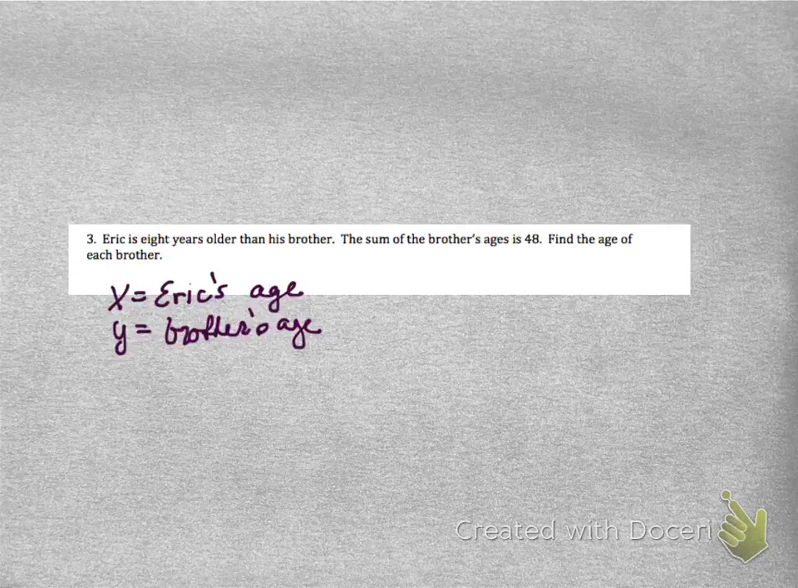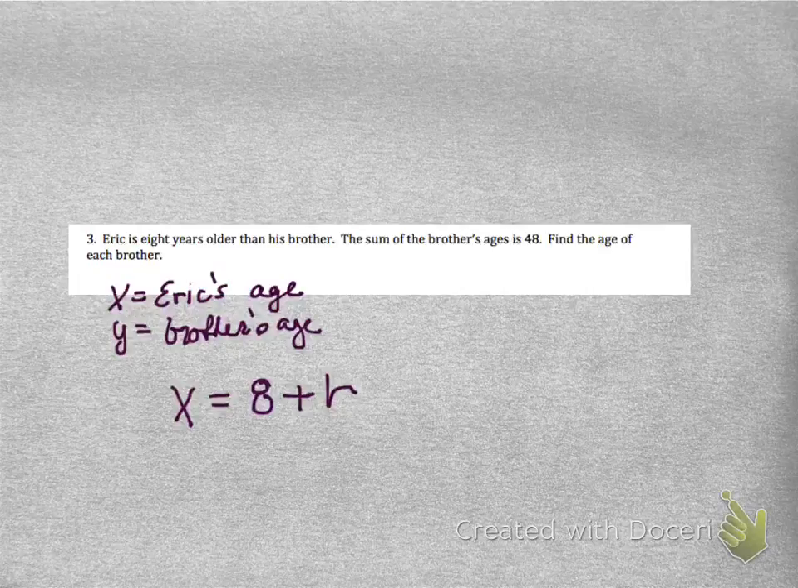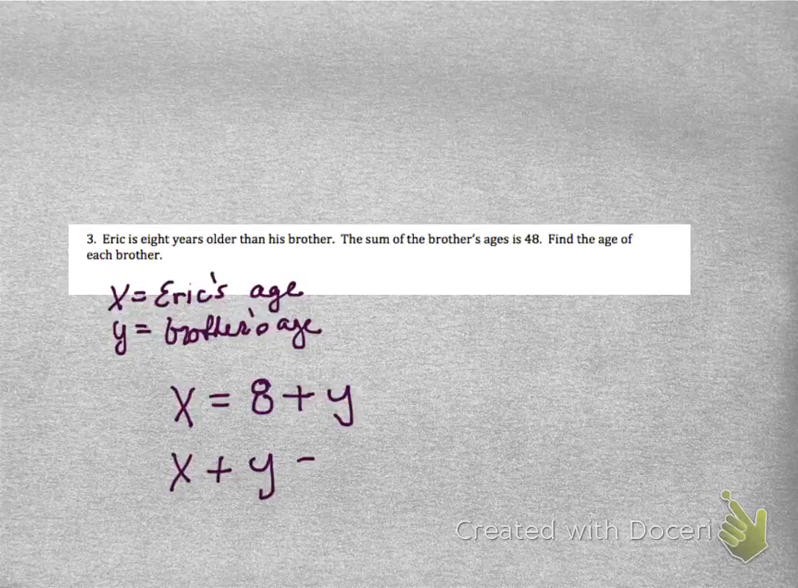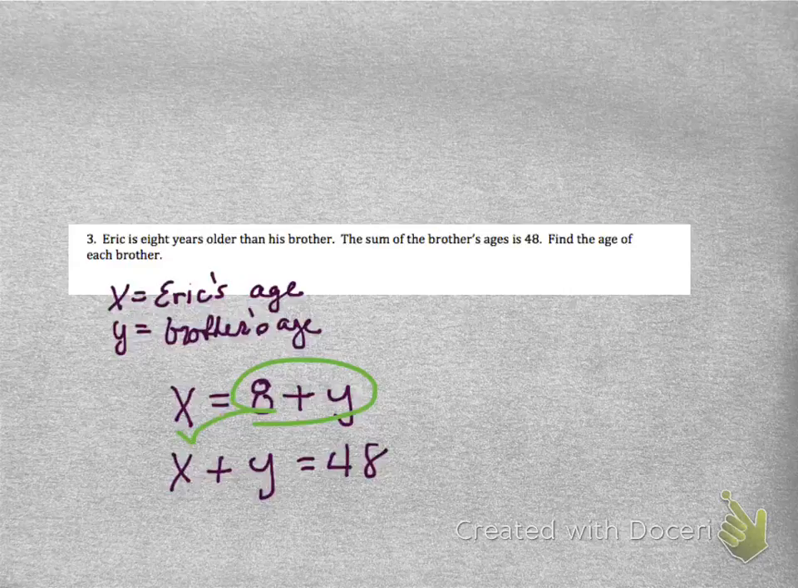And looking at each sentence as its own equation. So Eric is 8 years older than his brother. And so that's x equals 8 plus y, just doing that phrase by phrase. And then the sum of their ages is 48, would be x plus y is equal to 48. Again, you can use elimination or substitution. This one is nicely set up for substitution already. So that's what I'm going to choose, but you could rearrange and do elimination if you prefer.